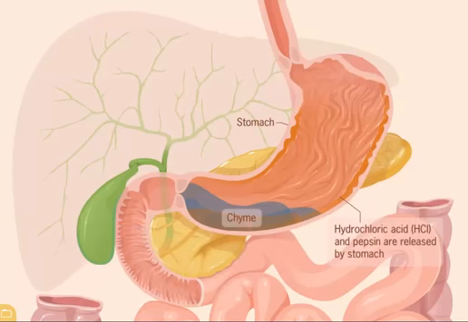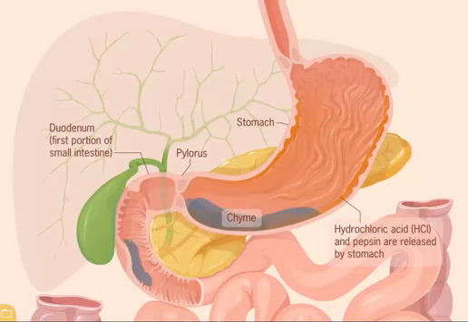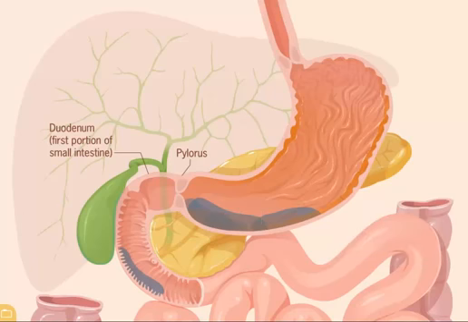When the chyme reaches its proper softness, the pylorus opens and the chyme is slowly released into the first portion of the small intestine, called the duodenum. Peristaltic contractions continue in the duodenum. It is within the duodenum that the chyme mixes with pancreatic juice and bile.